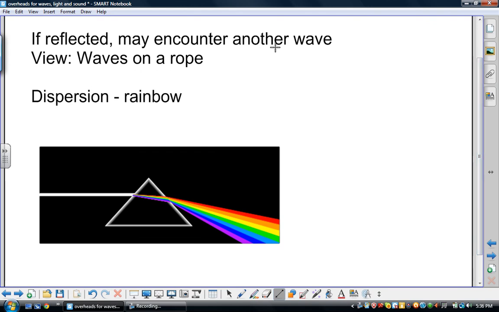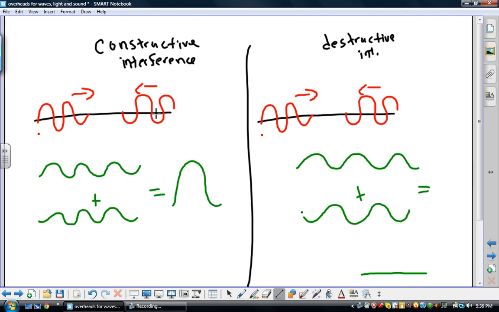Alright, sometimes when waves are reflected they encounter another wave. We're going to skip this material for right now. Let's talk about waves hitting each other. If a wave bounces off an object, it may go shooting around the room, bouncing off the different walls or different surfaces. And sometimes when that happens, it's going to hit other waves.